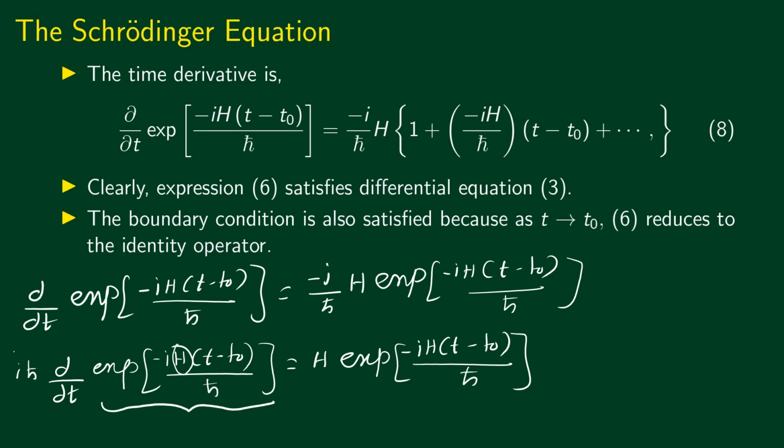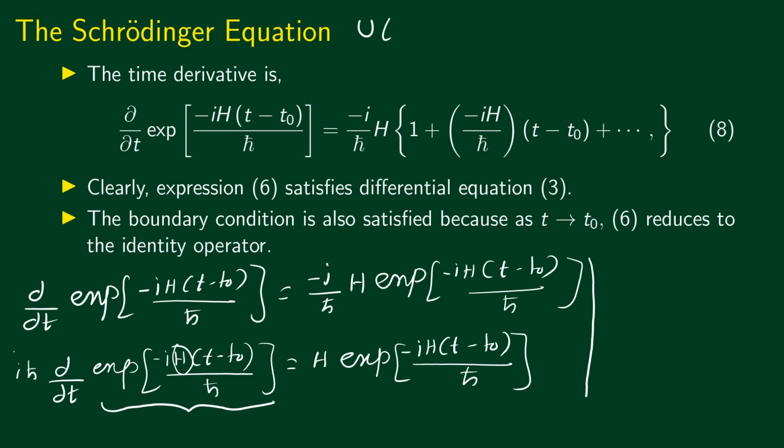Now, this form of the solution also satisfies the boundary condition. What's the boundary condition we are talking about? When t tends to t0, U(t, t0) should go to the identity operator, because U(t0, t0) is equal to the identity operator. This is something that we discussed earlier. Now we can show that the solution that we wrote down here actually satisfies this boundary condition.